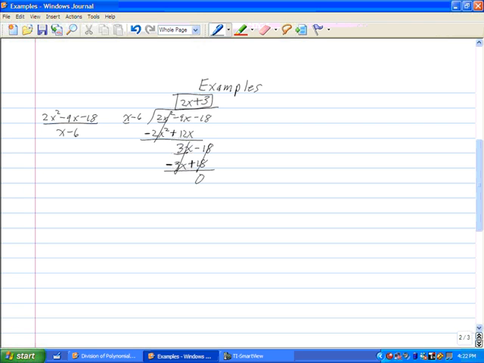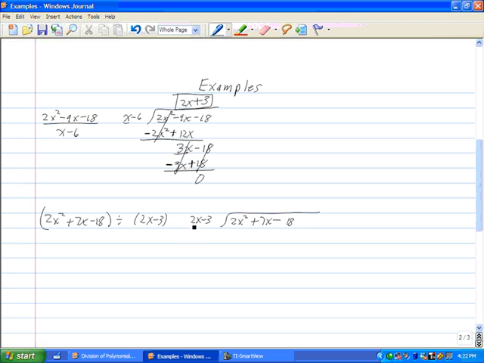Now let's look at least a couple more of those. Let's take a 2x squared plus a 7x minus 18 and divide it by a 2x minus 3. Again, setting it up as a long division problem. The 2x minus 3 goes out here. The 2x squared plus 7x minus 18 goes in here.